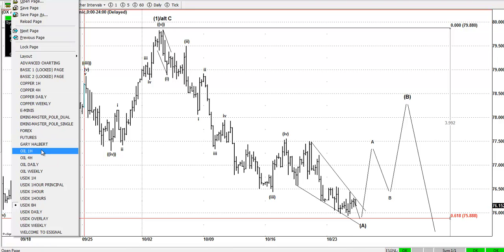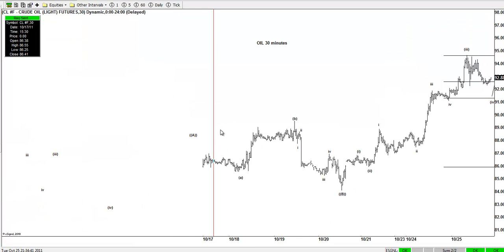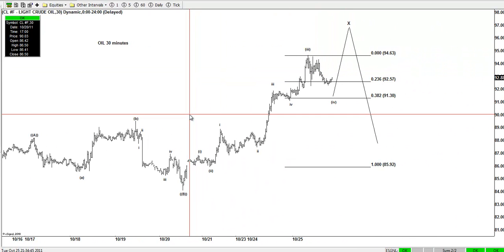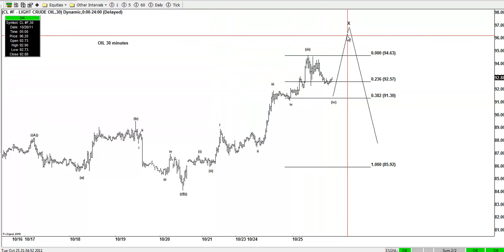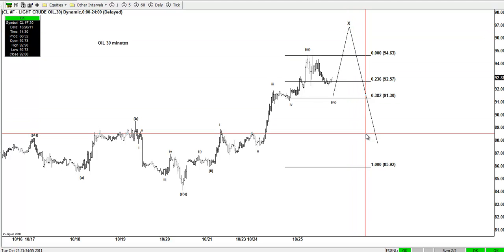Finally, oil looks like it also has one more high in it before dropping. And I want you guys to understand this. Oil looks like it has made three waves from the bottom. That's what we were expecting. Now, this can always get into a double zigzag, triple zigzag structure, so keep that in mind. Oil looks like it's ending a three-wave move from the lows.